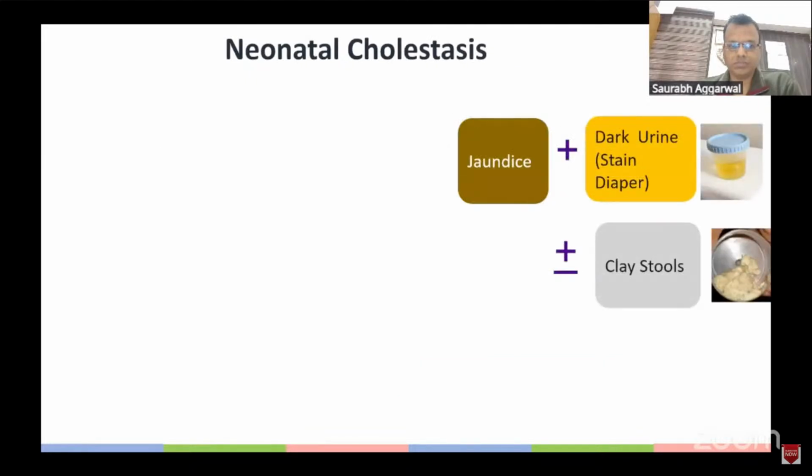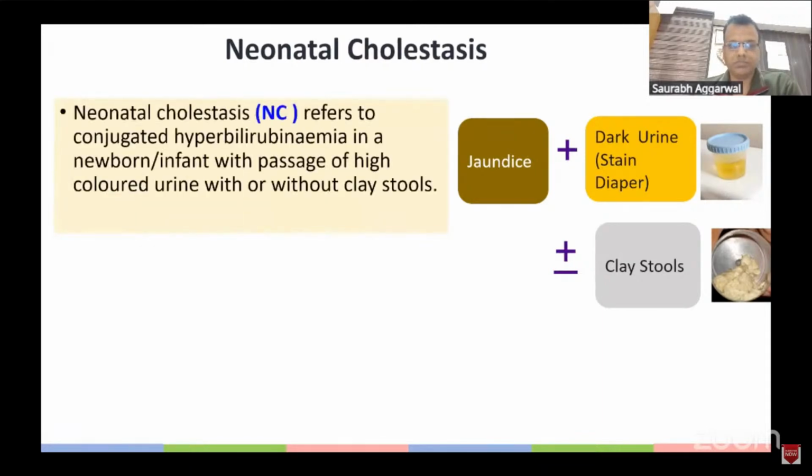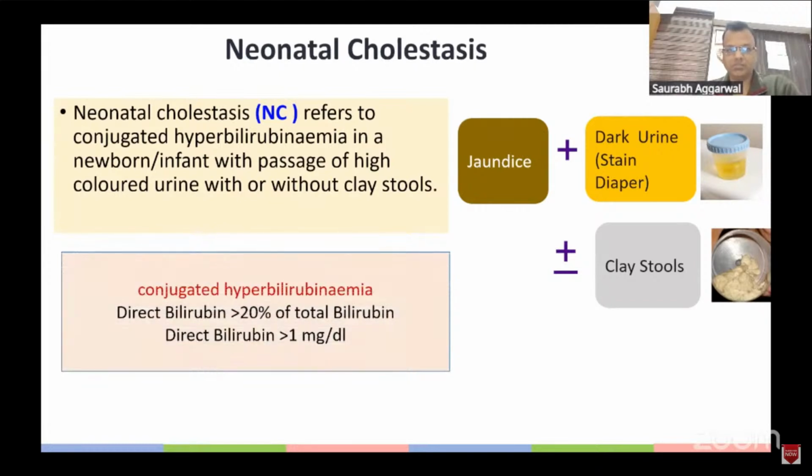Basically, cholestasis has three components to diagnose a case. First is jaundice. The second one is dark color urine, which stains the diaper, with or without clay-colored stools. The definition of neonatal cholestasis is conjugated hyperbilirubinemia in a newborn or infant with passage of high-colored urine with or without clay stools. How do we define conjugated hyperbilirubinemia? It's defined as direct bilirubin more than 20% of the total bilirubin, or if the absolute value of the direct bilirubin fraction is greater than 1 milligram per deciliter.